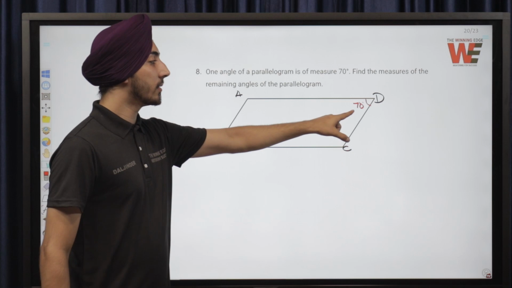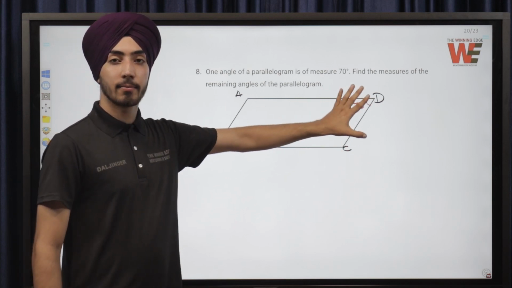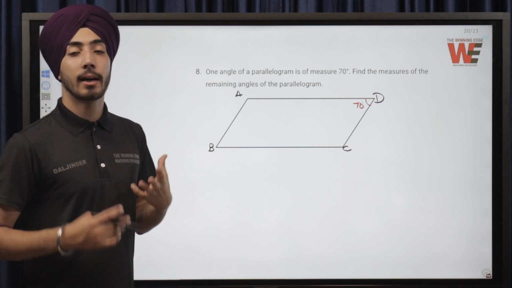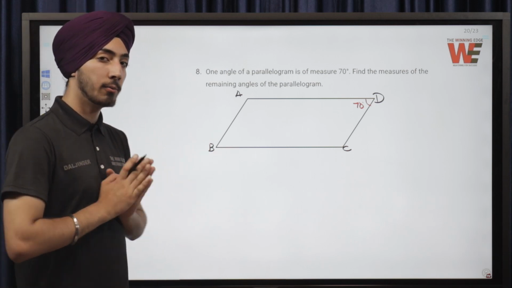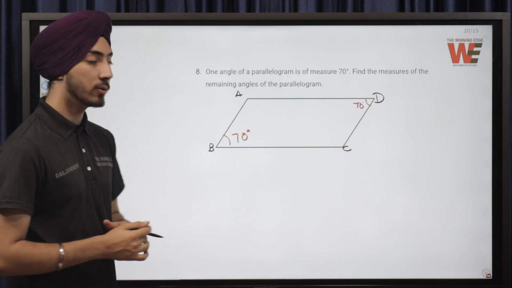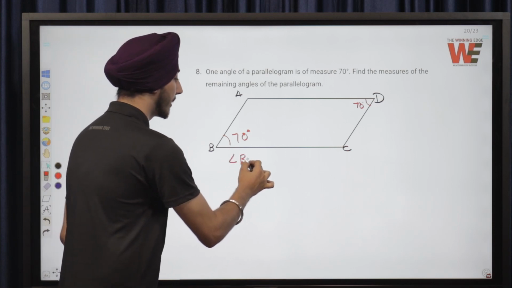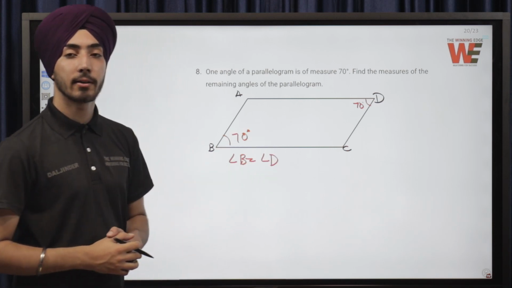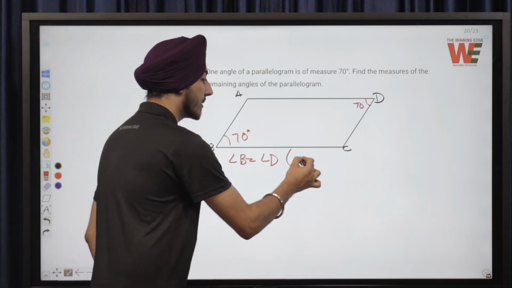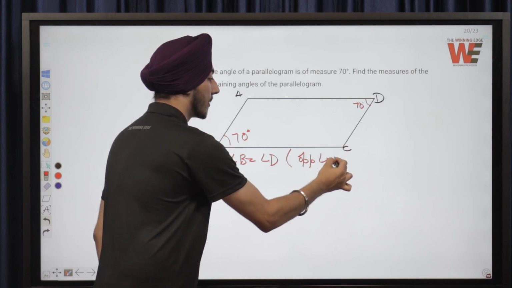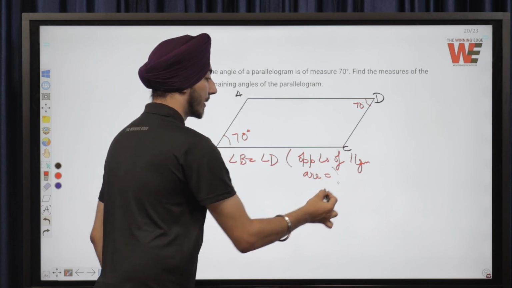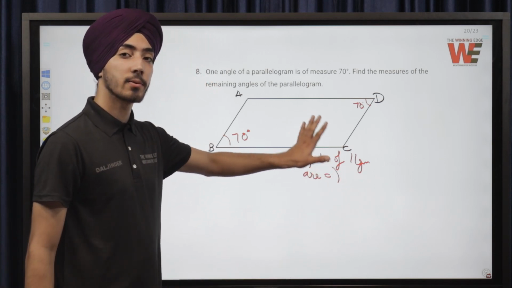We have named the parallelogram as ABCD, and I have put one of the angles, that is angle D, as 70 degree. Now as this is a parallelogram and we know that the opposite angles of a parallelogram are equal, this means that angle B is 70 degree. You will write down angle B will be equal to angle D, as they are opposite angles of a parallelogram, and opposite angles of a parallelogram are equal. So you need to put a bracket here and write down the reason: opposite angles of parallelogram are equal. I've written it down in the short form, but you have to write it down in proper words.